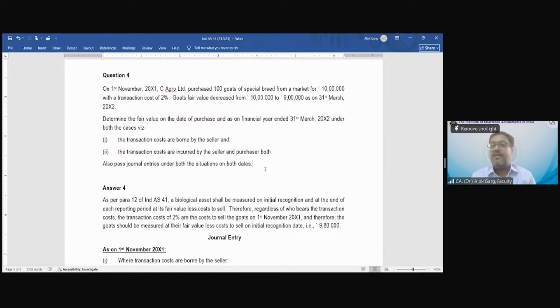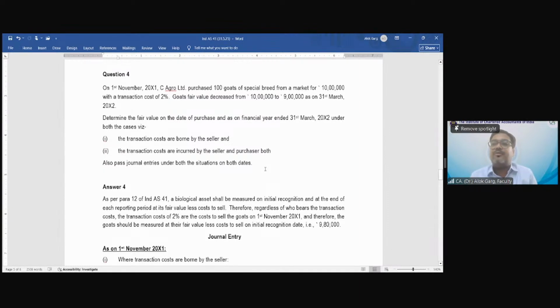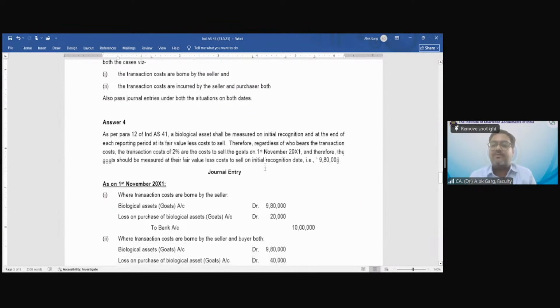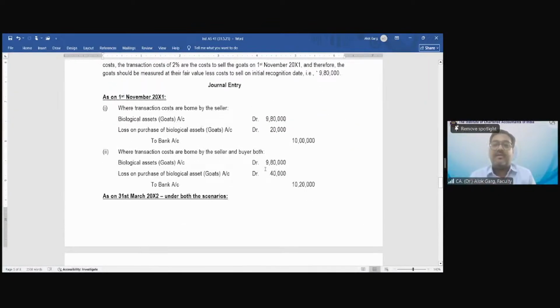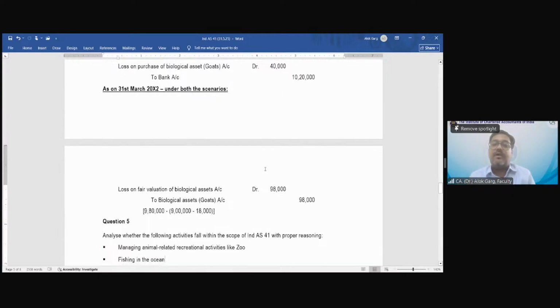980. So 980 minus 882, what is the amount? 98,000. So loss on fair valuation 98,000 to biological asset. Simple, right? Because this is a loss, biological asset will be credited and the loss will be debited. Is that clear? Yes, sir.